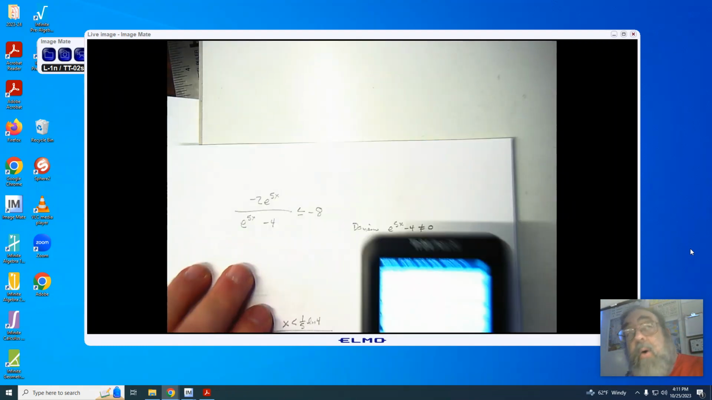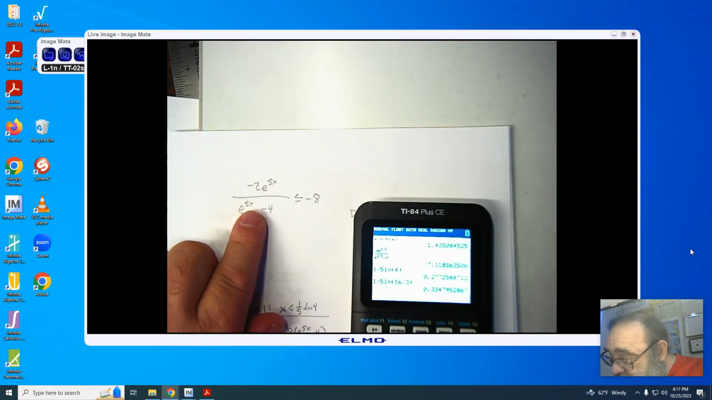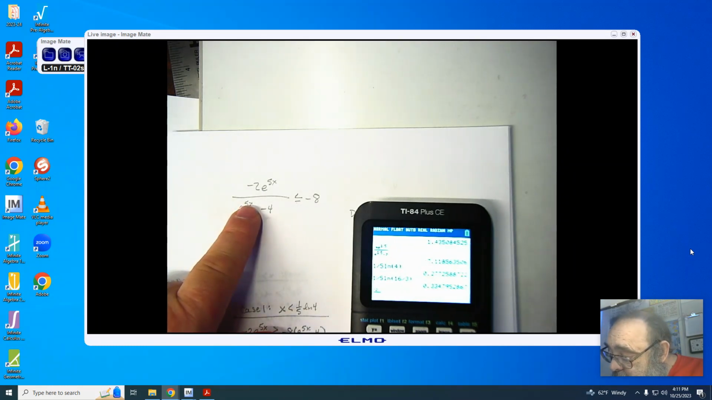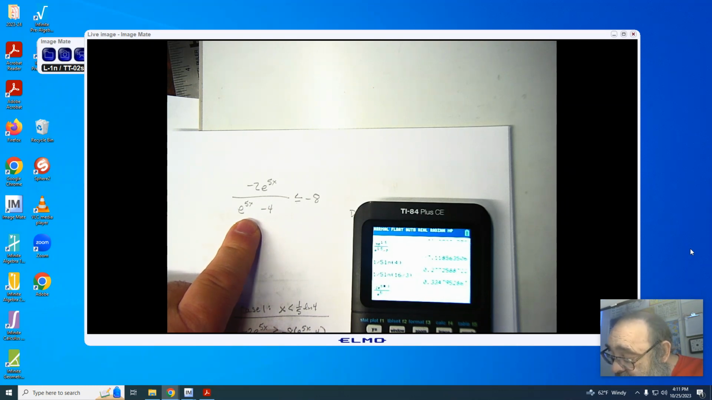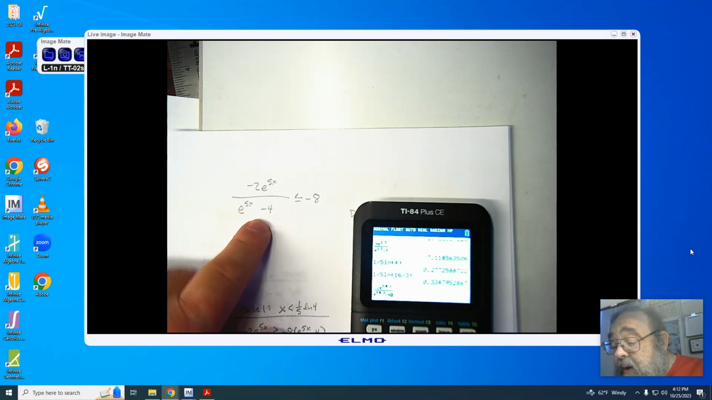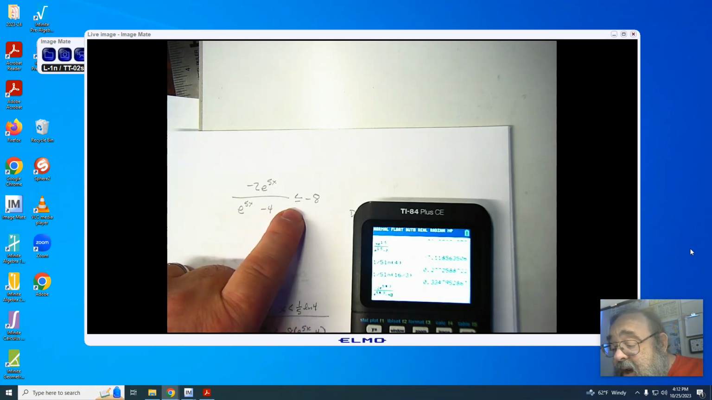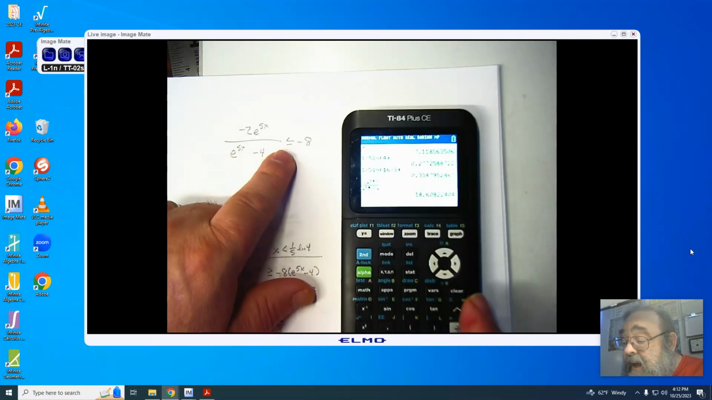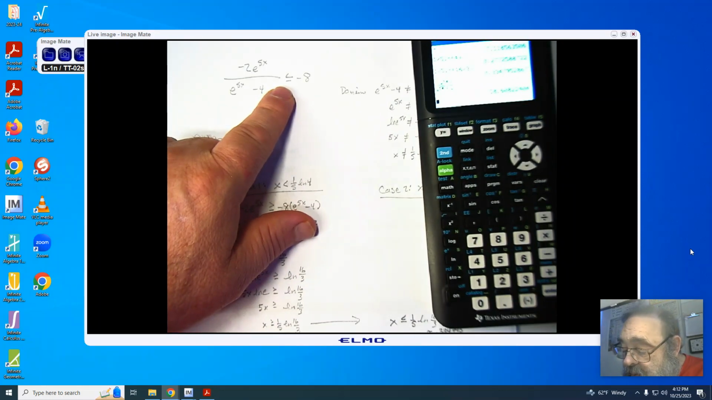We go to our original function, and we're going to check 0.3. Start with the fraction. Negative 2 e to the power of 5 times 0.3, denominator, e to the power of 5 times 0.3 minus 4, and it's either going to be less than or equal to negative 8, or it will be greater than or equal. Look at that. Negative 18, that is definitely less than, and so my solution is in between.